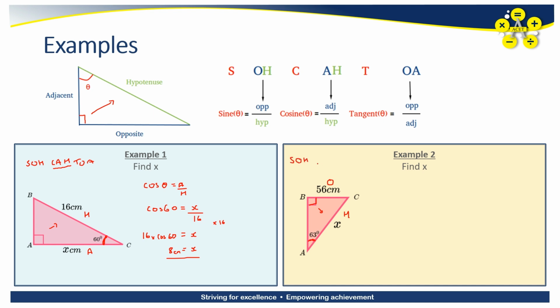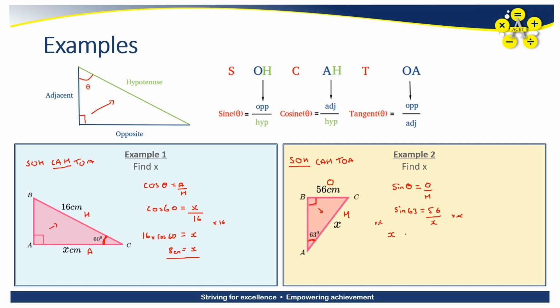So thinking about my ratios, SOH, CAH, and TOA, I'm interested in O and H. So I'm going to be using the sine ratio here. So I'm just writing it out. Sine theta is opposite over hypotenuse, and now I'm going to fill in my values. So sine 63 is the opposite, which is 56, over the hypotenuse, which is x. Now, this is where it becomes a bit problematic because x here is the denominator. We've divided by x, so I'm going to get rid of that by multiplying by x.